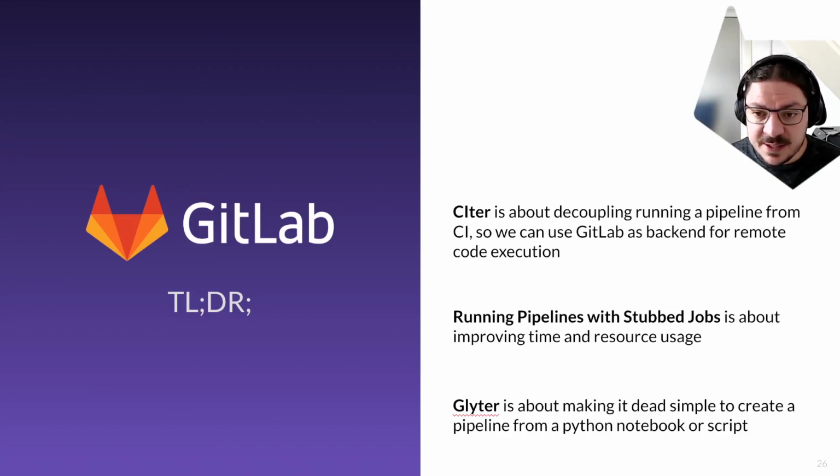Running pipelines with stub jobs is about reusing. It's about optimizing time and resource usage for our users, so it only runs what it needs to run when iterating. And Glitter is about making it simple to transform a pipeline that you already had on the create stage into a CI configuration that you can run on the verify stage.